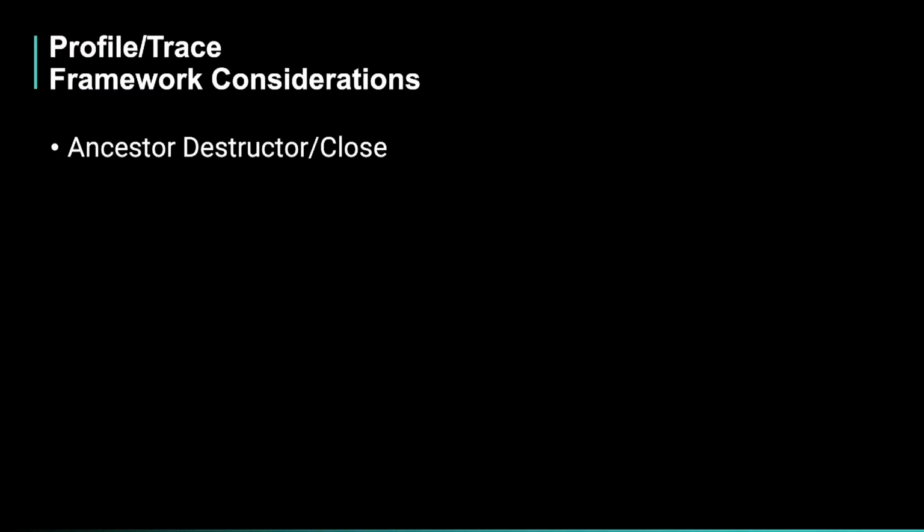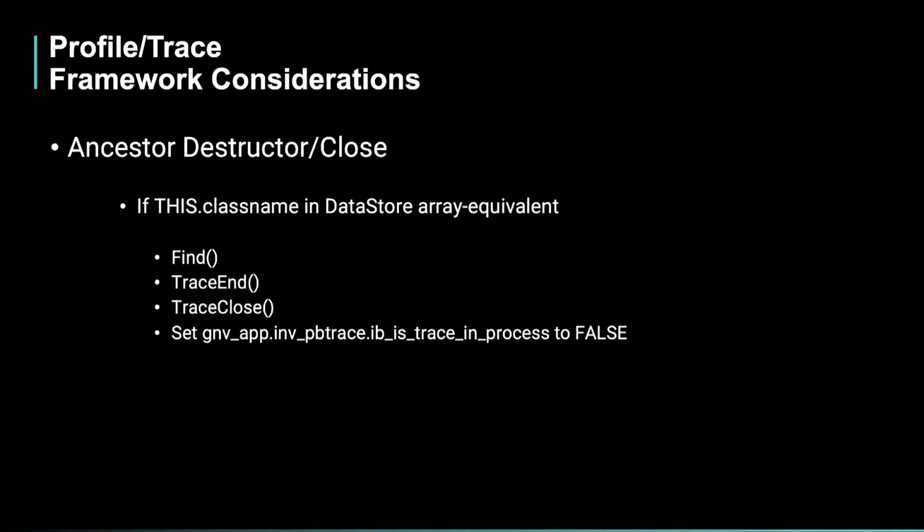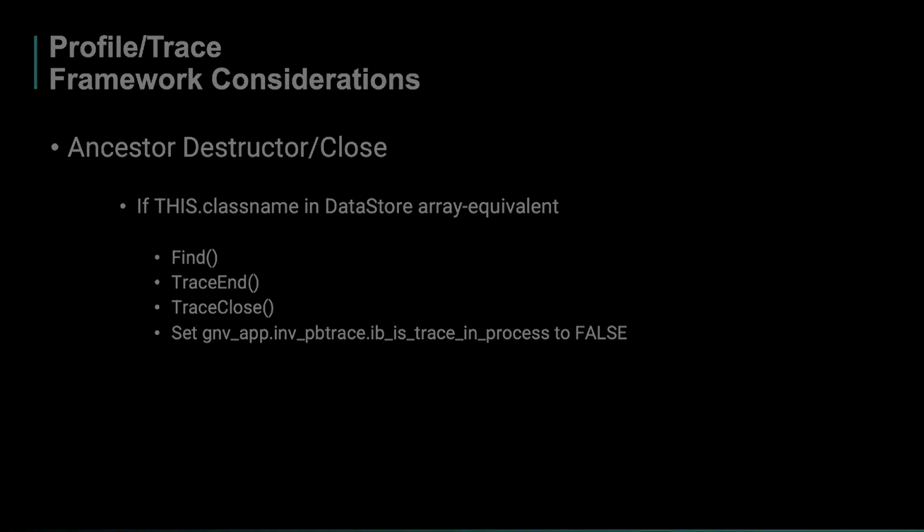And in our ancestor classes, visual and non-visual, in the destructor and the close methods, we put that if this class name is in the data store array equivalent, we use the find again to see if this is one of the classes where we want our trace process to end. And we close the file. And we set the trace in process to false.